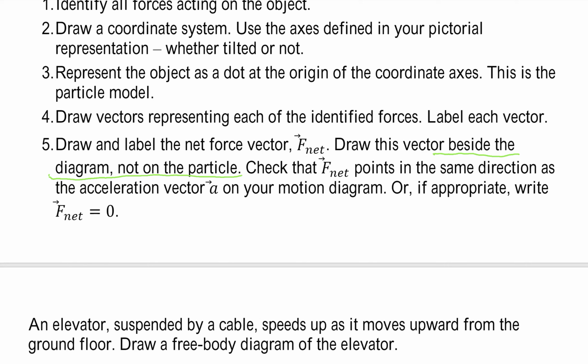Or if you don't have a net force, then off to the side, you're going to write F net equals 0. Okay, that's going to be important. That's very important information if you don't have a net force.